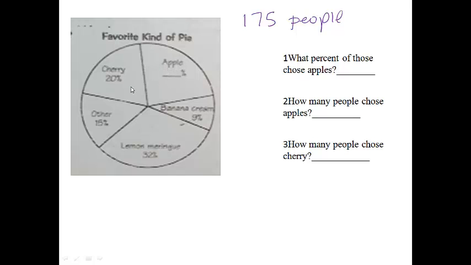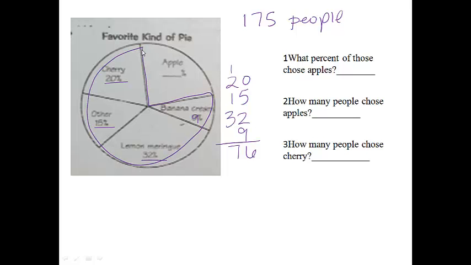Well, I don't know. But I do know that this says 20%, this says 15%, this says 32%, and this says 9%. So if I have all that information and I'm just looking for this information, how much does this all make up? Well, you should remember that percent means 100, so we know that this whole pie is going to be worth 100. So if we add everything up, 20 plus 15 plus 32 plus 9, you should get 76%.